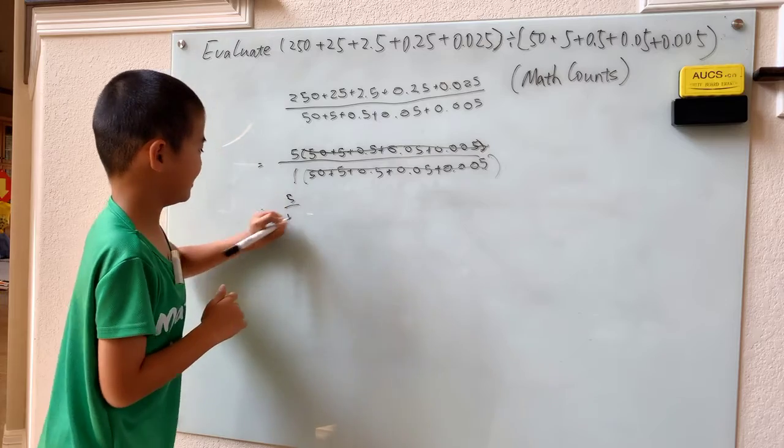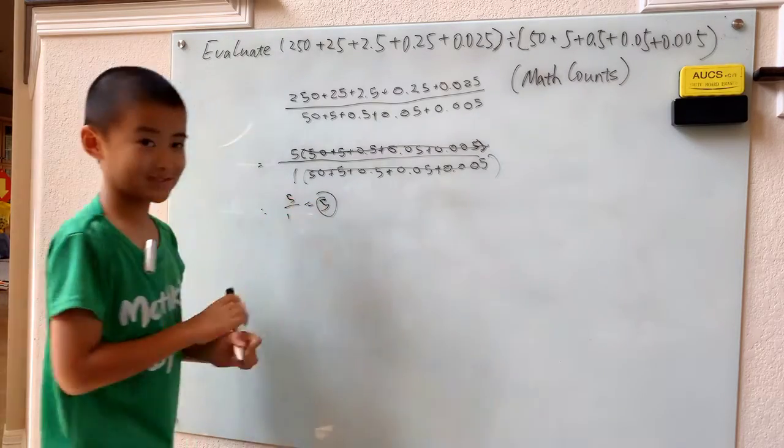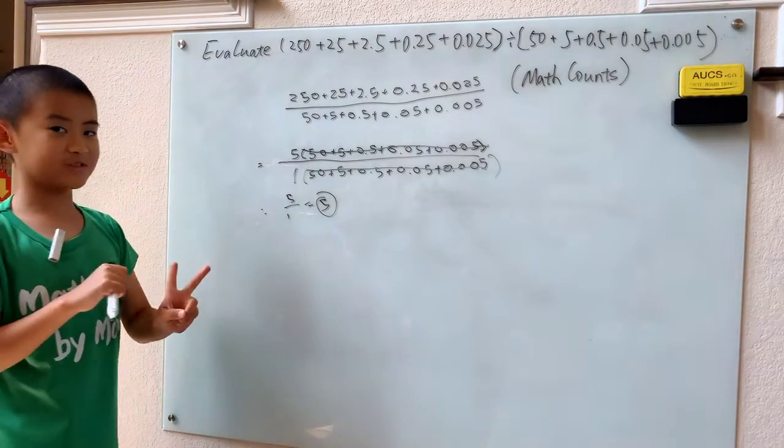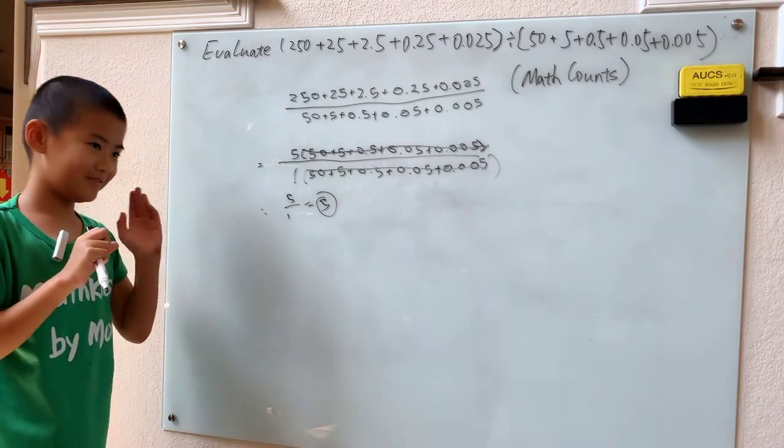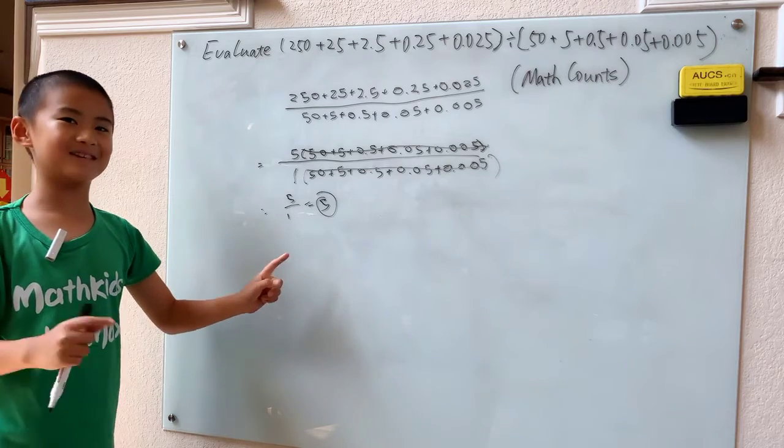5 over 1 is 5. So, 2 lessons learned. You probably know what those two are. If you don't, let's let you figure out what they are.